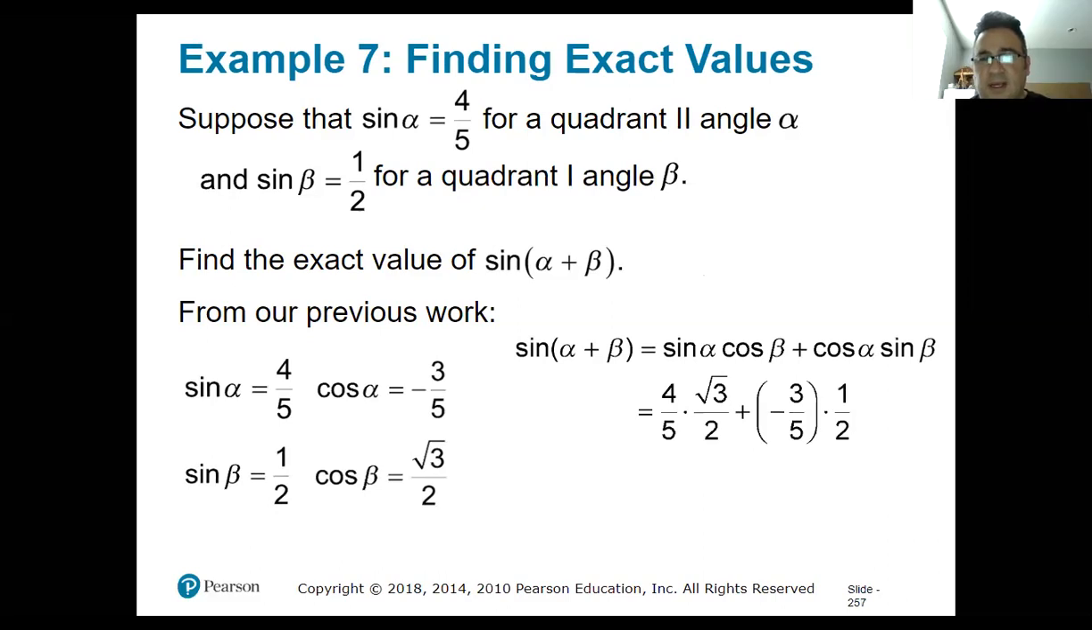And now, just doing the algebra, right? 4 square root of 3 over 10, and then minus 3 over 10. Go ahead and put them both under the same denominator. And we have one last problem, and we'll call it there.